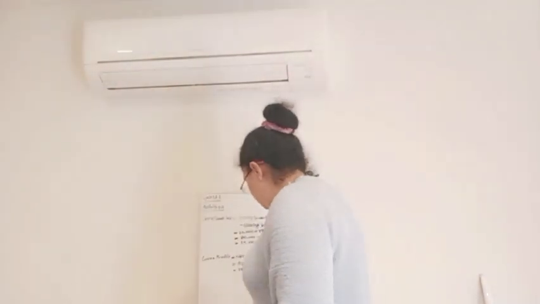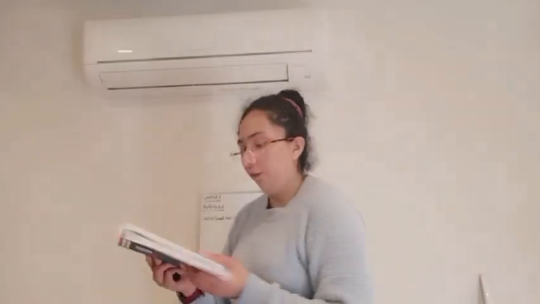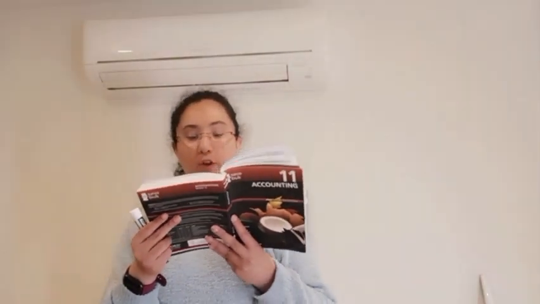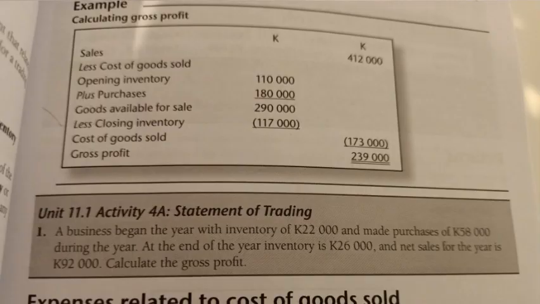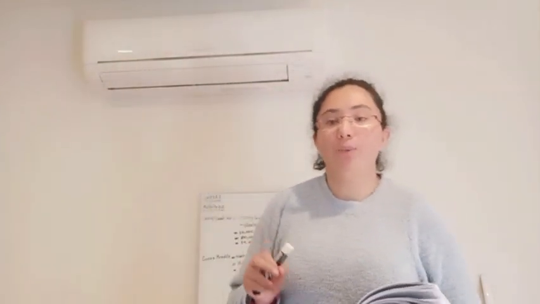Alright guys, let's do question number 1 of activity 4A, page 49. A business began the year with inventory of 22,000 and made purchases of 58,000 during the year. At the end of the year, inventory is 26,000 and net sales for the year is 92,000. Calculate the gross profit. So it's a two-step process. First, we need to calculate the cost of goods sold and then we can calculate the gross profit.